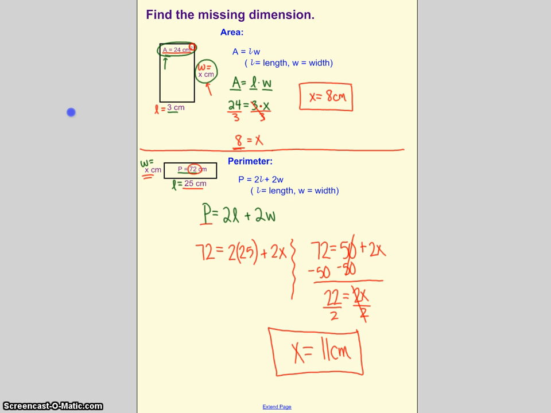So when you do problems like this, it's really important to start out with the formula. And how do you know which formula to use? You look at the information that they gave you. They're either going to give you the perimeter or the area, so you know what to plug in for each value.